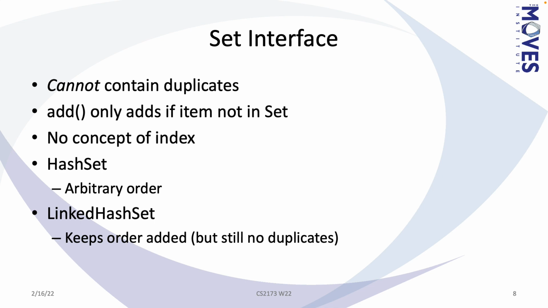And I think I should have some time to try one out with some strings. So the add will only add the item if it's not already in the set. So if I go to add an item that's already in the set, it won't add it. There's no concept of an index. So in other words, I can't say, give me the 4th element. Just like in a mathematical set, I can't say, give me the 4th element of the set. There's no such thing. It's just a bag of things. So you can think of a set as just a bag of unique items.